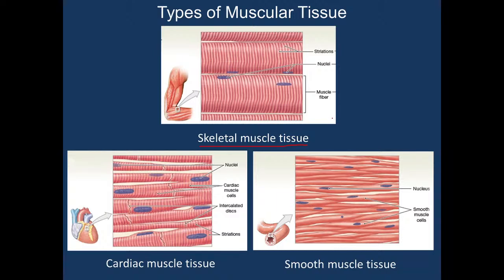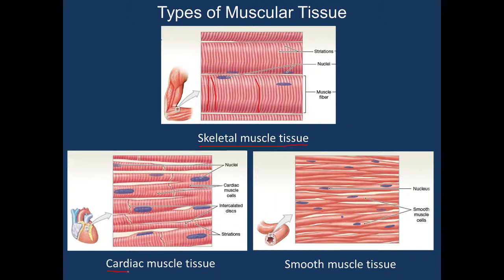Skeletal muscle tissue is referred to as striated muscle tissue, because you see these stripes: alternating light and dark protein bands, or striations. We mean this combination of dark and light stripes, and they are visible when the tissue is examined under a microscope. Skeletal muscle tissue works primarily in a voluntary manner, so we control contraction of skeletal muscle tissue with our brain.